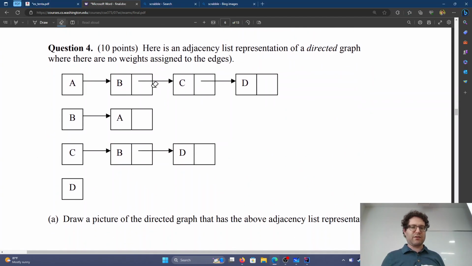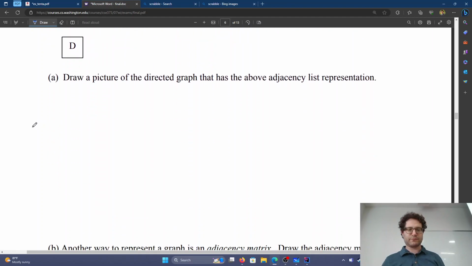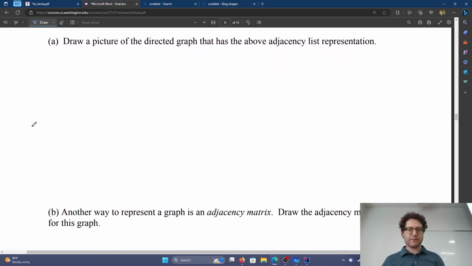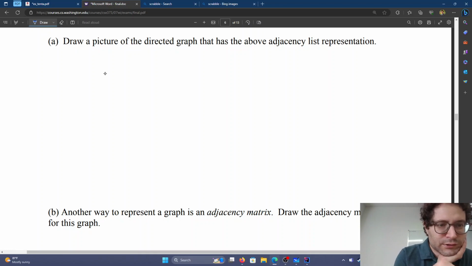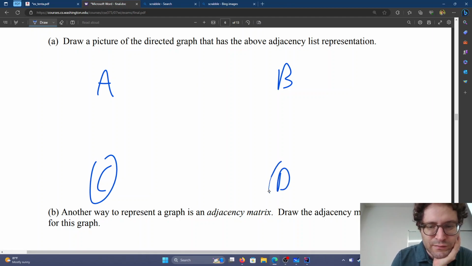Okay. All right. So here's an adjacency list. This is a good one. With a representation of a directed graph where there are no weights assigned to the edges. Okay. So draw a picture of the directed graph above. Okay. So A, B, C, D. Okay. So A, B, C, and D.